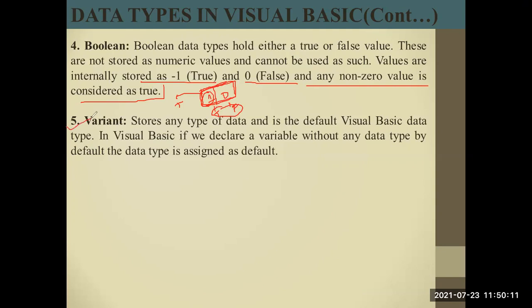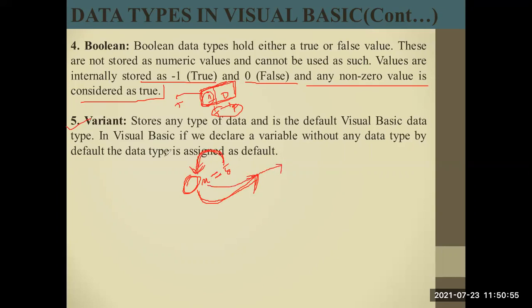Then the variant is a very important feature that is supported by Visual Basic. The variant will store any data type, and it is by default a Visual Basic data type. For example, suppose I write x equal to 5 and I forget to define a data type here. In Visual Basic, if you forget to declare the data type, it is not a big problem. You can see clearly that an integer value is assigned to variable x, so this variable x is treated as an integer type.